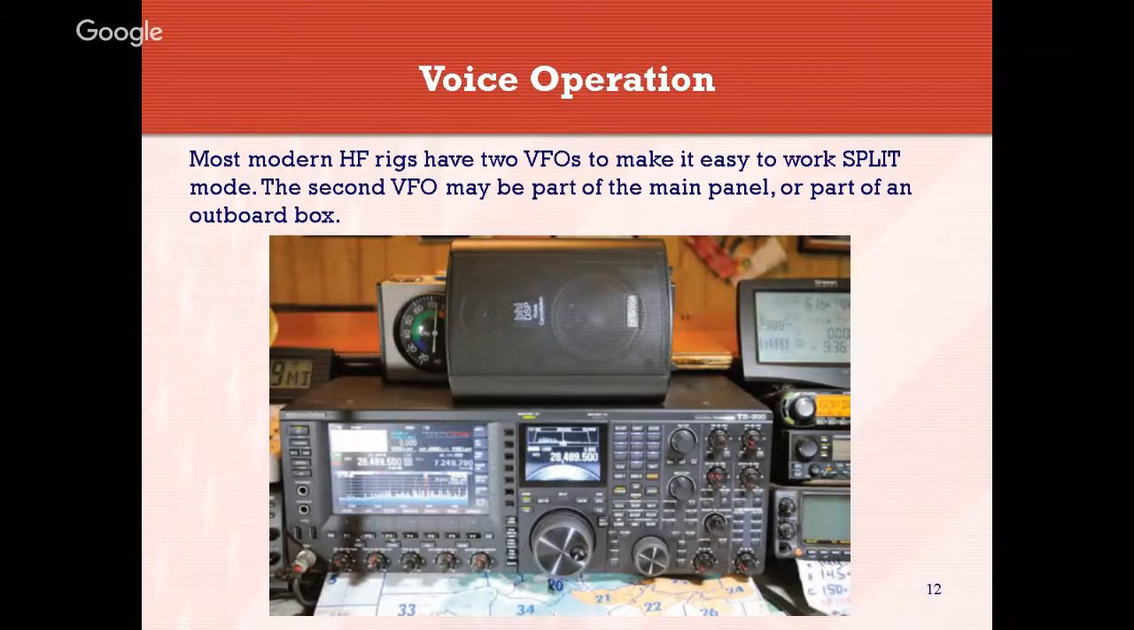There's a rather modern looking transceiver. They have two built-in VFOs. My Kenwood 940 has two built-in VFOs. My ICOM 706 has two built-in VFOs. So I can work split mode with any one of my radios if I want to, right out of the box.